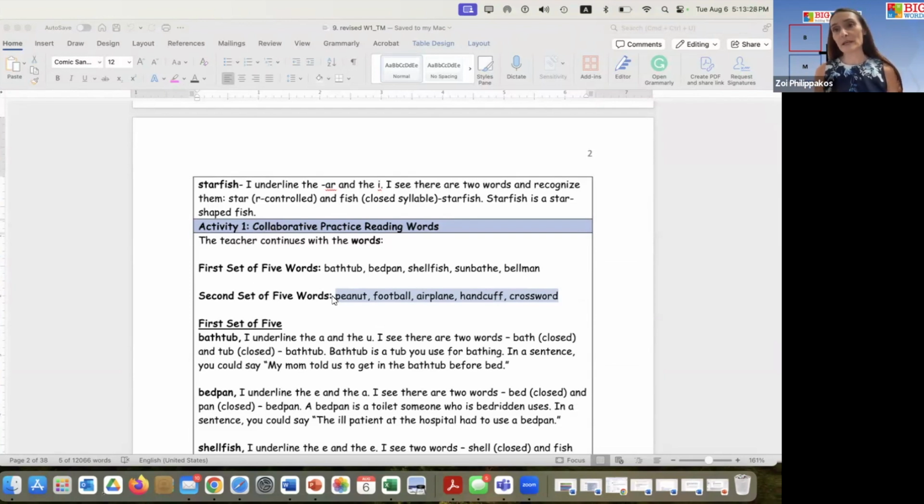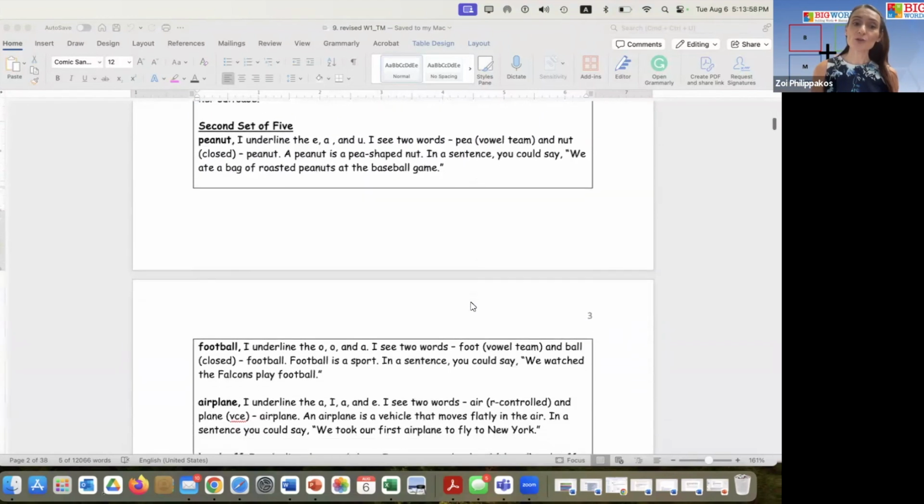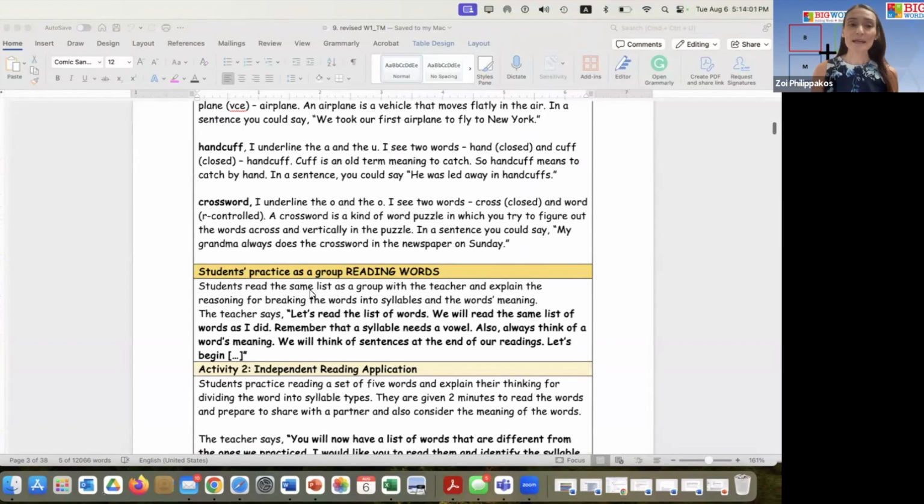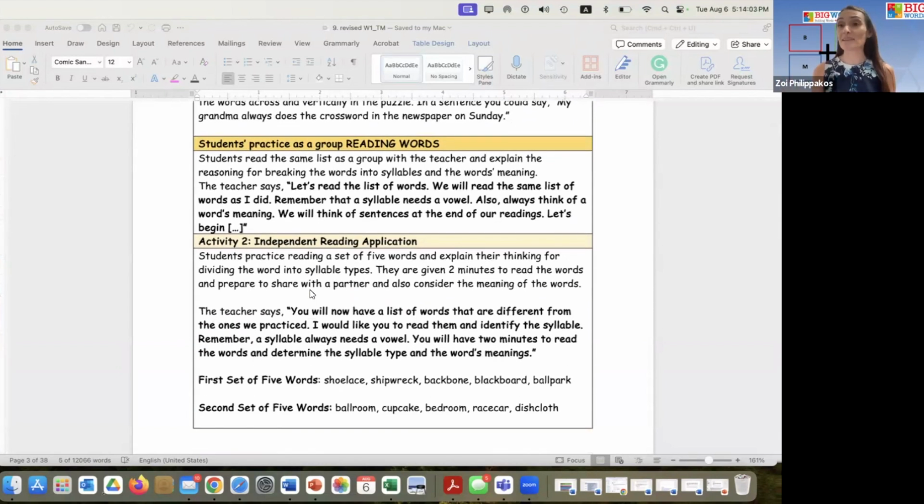If at the end of that week, the students do not meet the goal on the progress monitoring, instead of continuing with the next week's lessons, the teacher will return to this week's lesson and will teach now using the second set of 5 words. In other words, first time teaching, we're using the first set of 5. If there is a need to reteach, we are using the second set of 5 words.